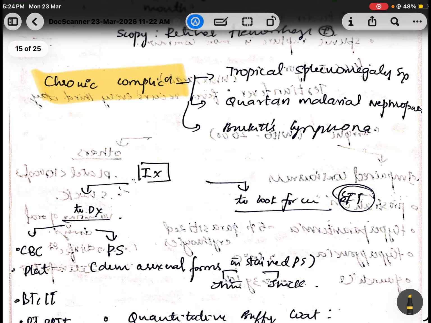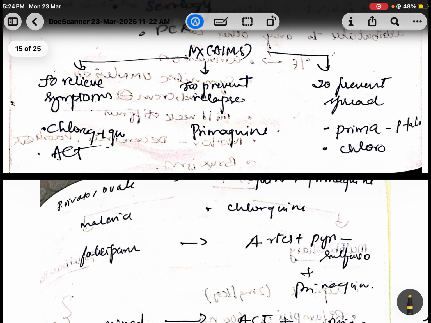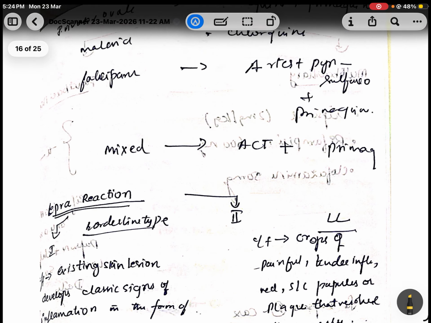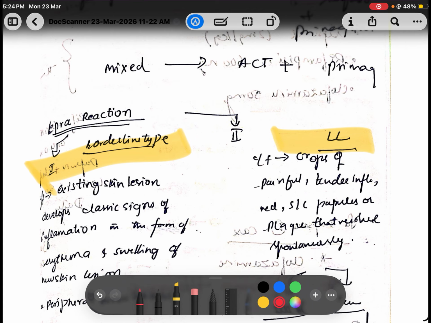Again, they have asked what the chronic complications are also, so make sure you mention this accordingly. Again, the same investigations and treatment protocol, I'm not talking about that. And again, lepra reaction, I hope you know the rule of 5. That is, whenever you add them, it should come up to 5.